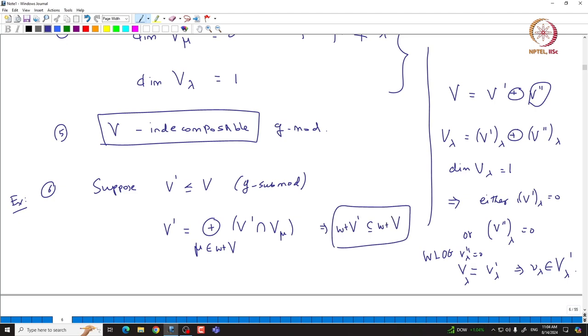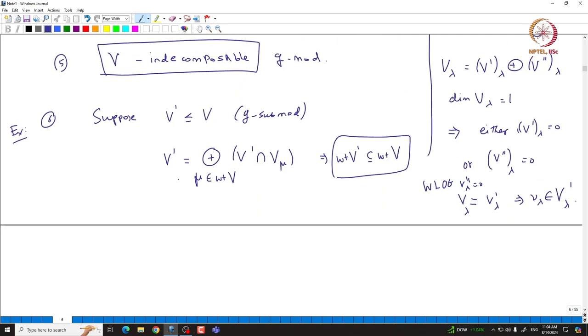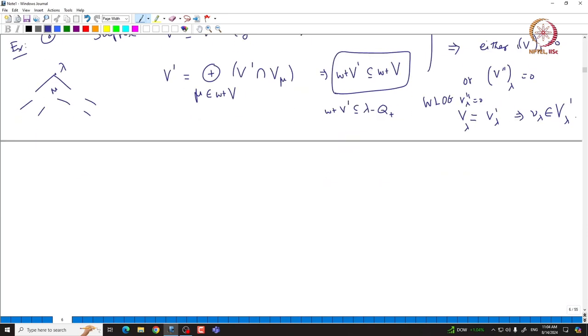From this you can see that the weight spaces of V dash are also finite dimensional. And the weights of V dash are also contained in the cone lambda minus q plus. Basically lambda is the top weight, and all other weights lie below lambda, in the cone that is bounded above by lambda.